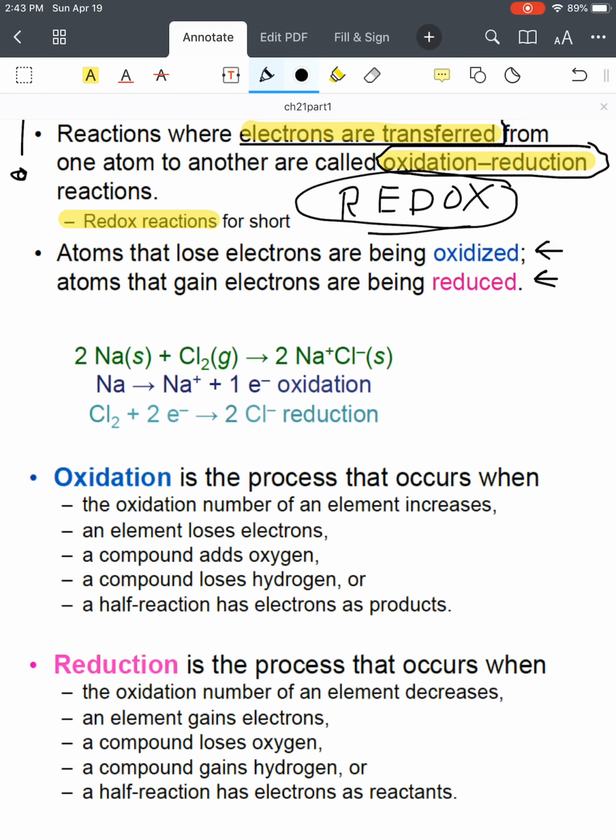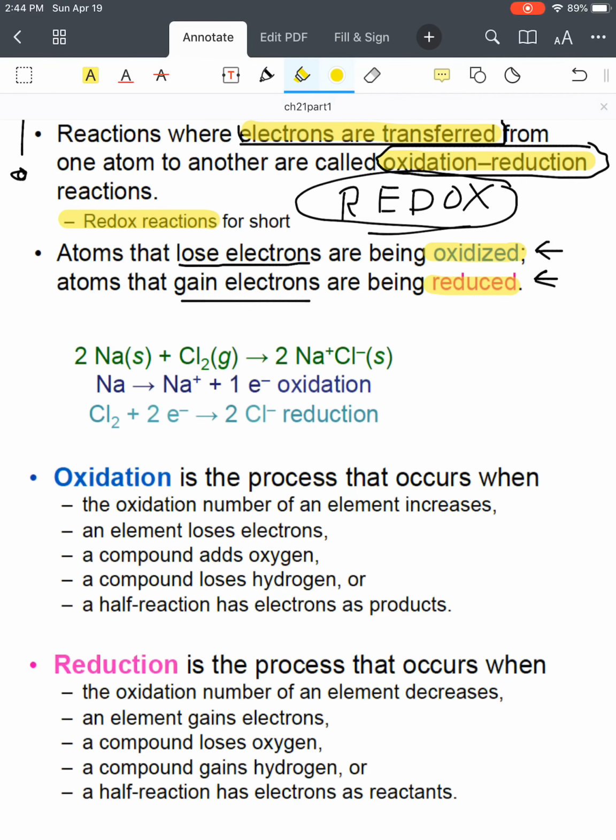Any substance or atom which loses electrons as a result of one of these redox reactions has been oxidized. Alternatively, an atom that gains electrons is said to be reduced. Okay, so you want to memorize this vocabulary. It's very important, and we're going to harp on this here more in a few minutes. But if something loses electrons, it's been oxidized. If something gains electrons, it's been reduced. We'll come back to that, okay?